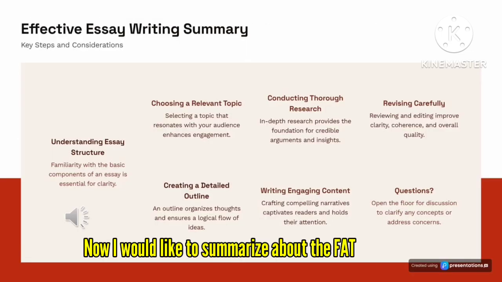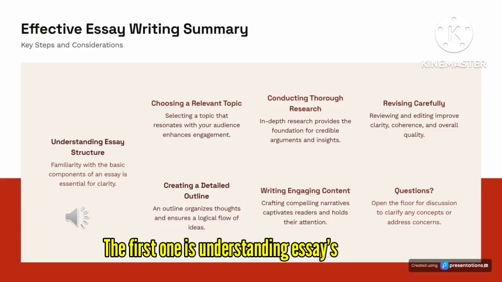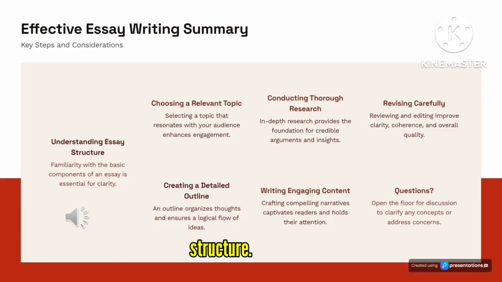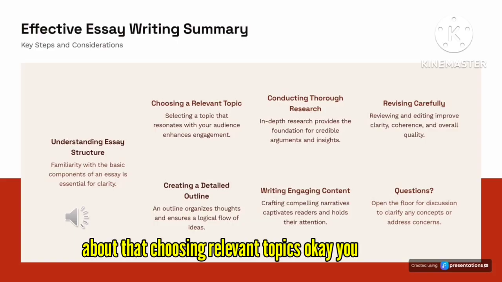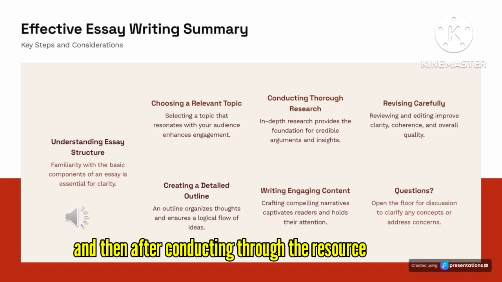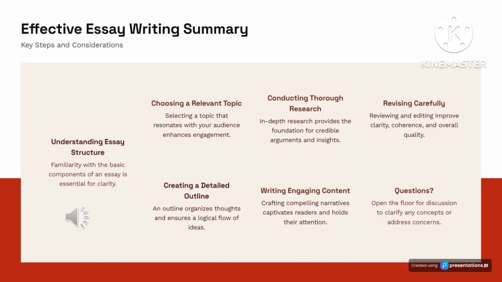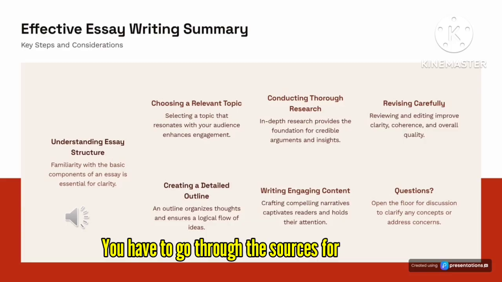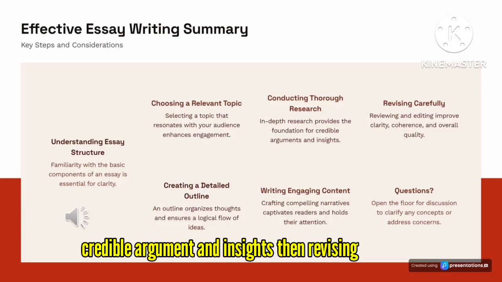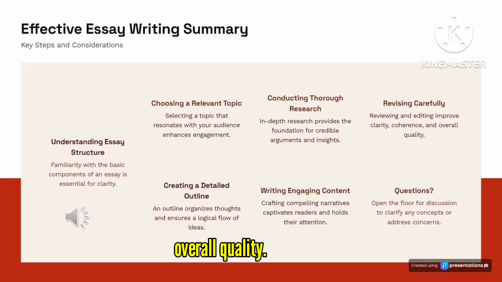Now I would like to summarize the effective essay writing, okay. So let's talk about it now. The first one is understanding the essay's structure. You have to be familiar with the basic components of an essay, choosing relevant topics, okay. You have to choose a good topic, and then after conducting research through the resources, you have to get ideas about the essay. You have to go through the sources for credible arguments and insights, then revising carefully. Revising and editing improve clarity, coherence, and overall quality.